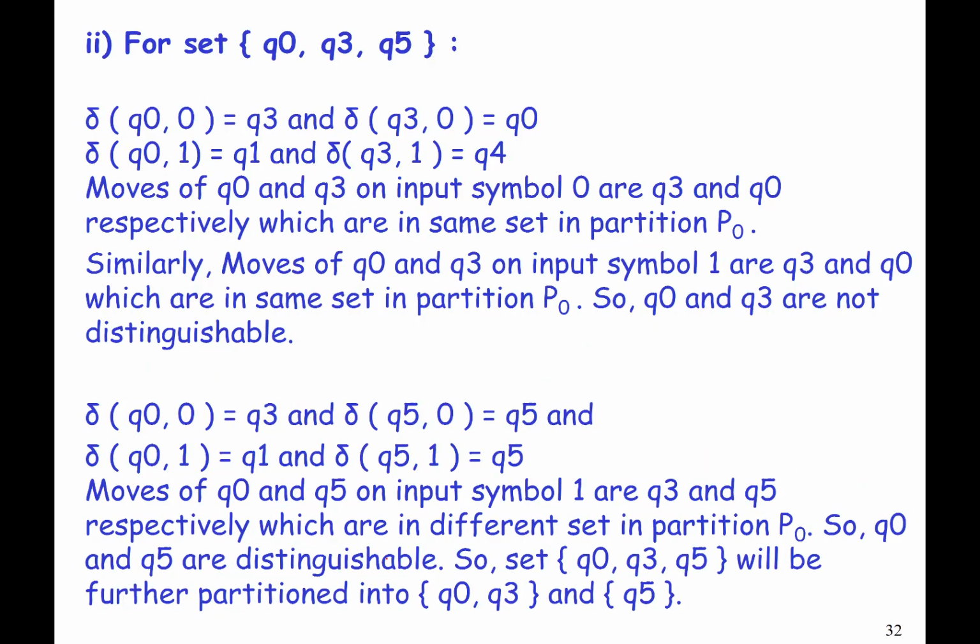So now look at the other set, Q0, Q3, Q5. Q0 on a 0 goes to Q3, Q3 on a 0 goes to Q0, right? So we need to see if Q3 and Q0 are the same partition, which is what we started with anyway. So they are in the same partition. How about Q0 on a 1 goes to Q1, Q3 on a 1 goes to Q4.